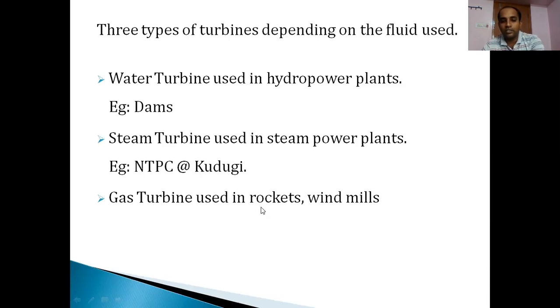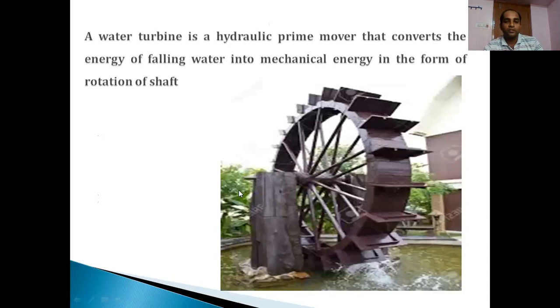We shall go further in detail regarding the water turbines. So already you have seen this picture in your previous days also, right? From our olden days, our ancestors were using this type of device for supplying water to the fields. So in simple terms, it is nothing but a water turbine itself. How is it operating? In simple words, we have defined this as a hydraulic prime mover, that is a prime mover device which converts the energy of falling water, that is the kinetic energy of the falling water, into mechanical energy.